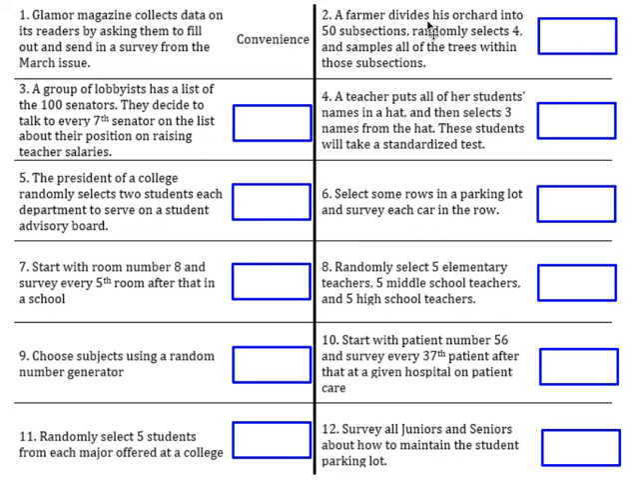Number 2, a farmer divides his orchard into 50 subsections, so 50 groups. He's randomly selecting 4 of those subsections and samples all of the trees within those subsections. So I'm breaking up into groups, but I'm only going to pick 4 of those groups and survey or sample all within those 4. So this is going to be your cluster because it's all of only some of the groups.